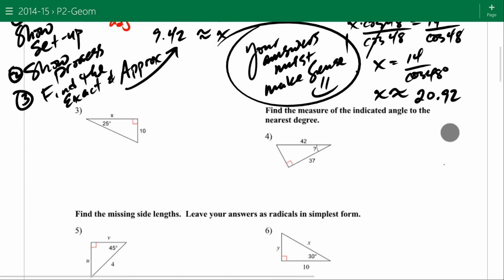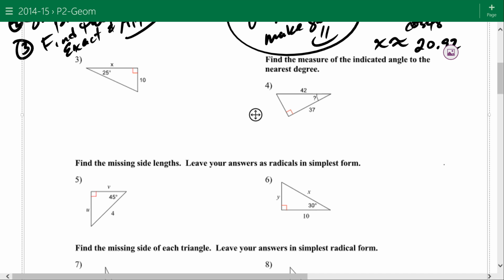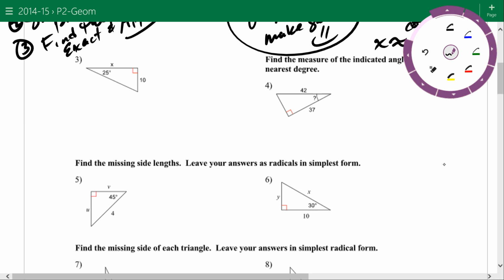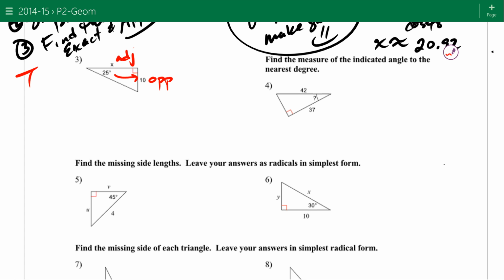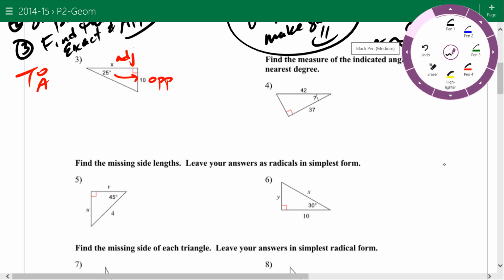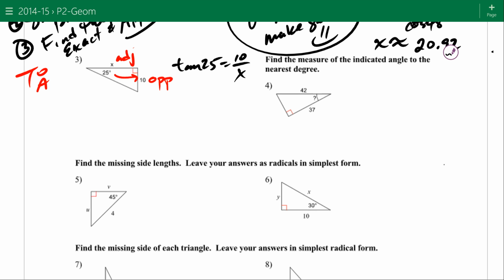Let's label the triangle here. So let's do that in red. Opposite of the angle is 10. The adjacent of the angle is x there. That calls for the tangent function, opposite divided by adjacent. So let's set up a tangent function. The tangent of my angle, 25 degrees, is equal to 10 divided by x. That's my setup. Let's show process.